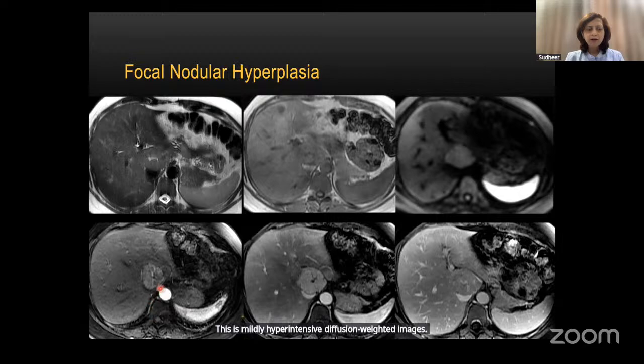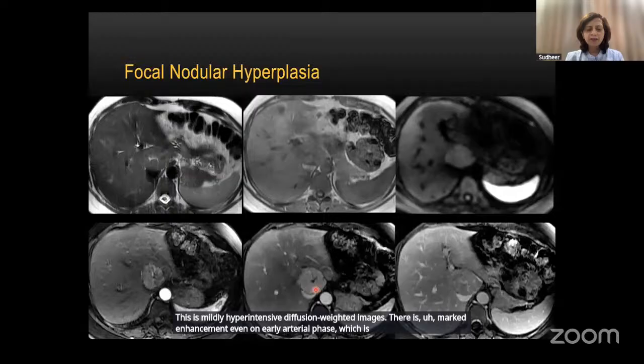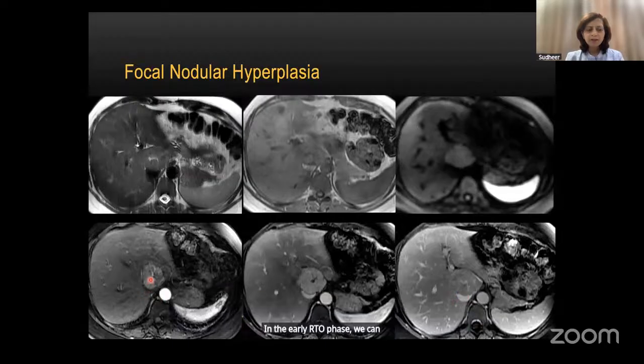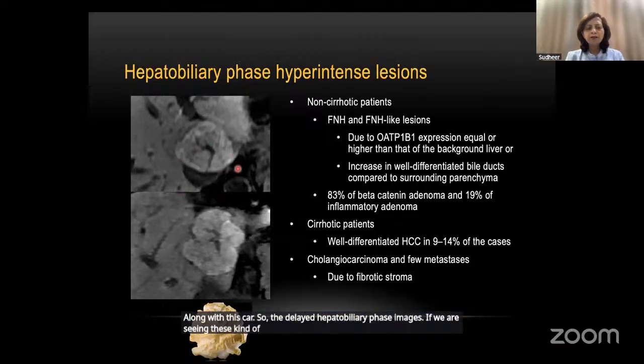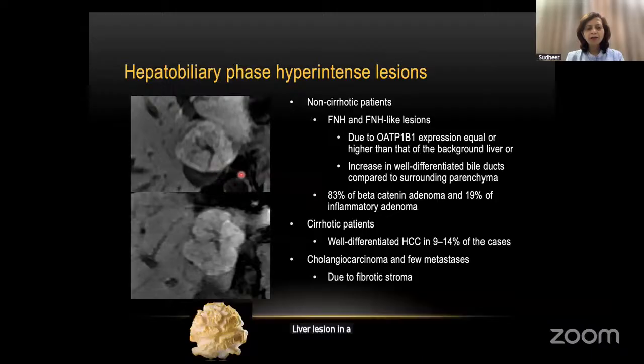There is marked enhancement even on early arterial phase, which is significantly enhancing on late arterial phase images and becoming iso-enhancing on venous phase images. In the early arterial phase, we can even see these tiny vessels within the center of the lesion along with the scar. So on the delayed hepatobiliary phase images, if we are seeing this kind of picture in a liver lesion in a non-cirrhotic parenchyma, then they are almost classical for FNH.